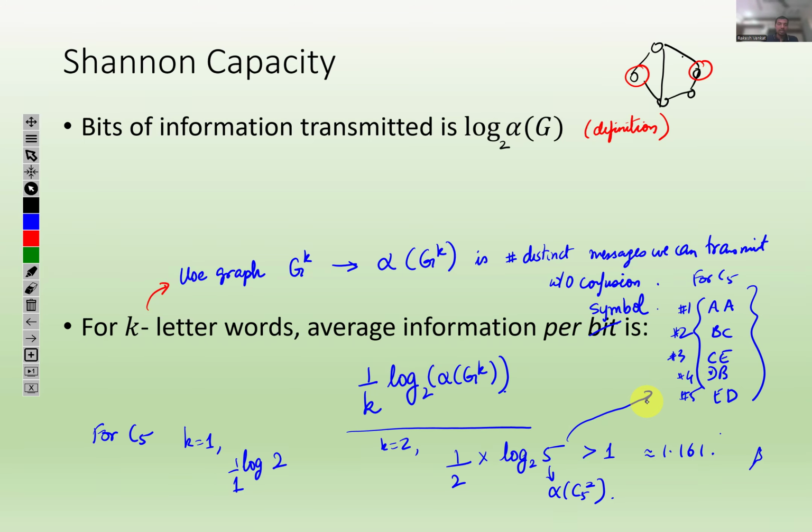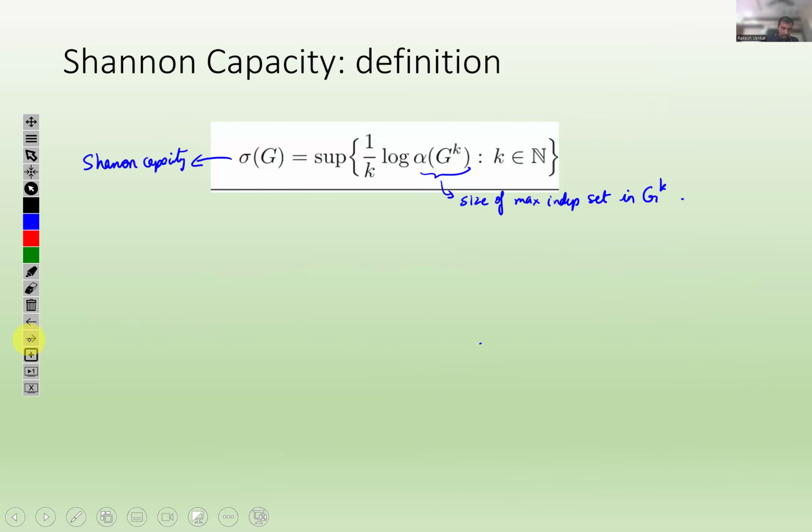Now, no one is restricting you from using a larger k. Maybe if you use k equal to 3, you could get more than 1.161. But we are not really stopping you from doing that, except that it may not really be useful. Maybe it's useful, maybe it's not. We don't know. So the Shannon capacity is defined to be the maximum information you can get across per symbol.